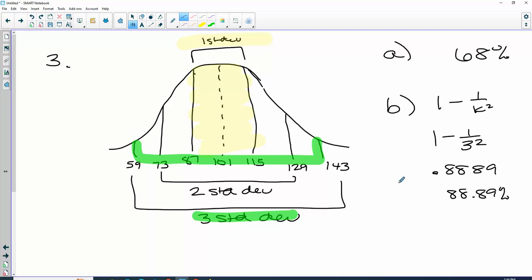Why is it not 99.7? Because we don't know that it's bell-shaped. The empirical rule only works when I tell you that the data is bell-shaped. So here I said that. Here I said I don't know the shape, so I can't assume it's a bell. So that's when you use the other option.